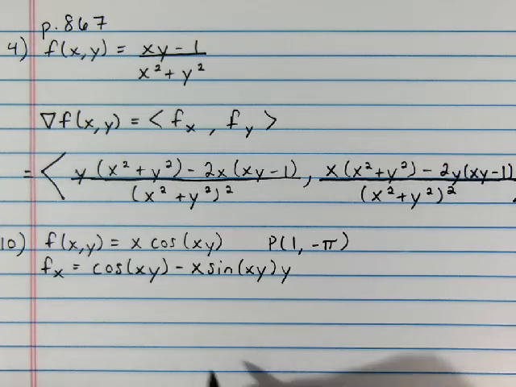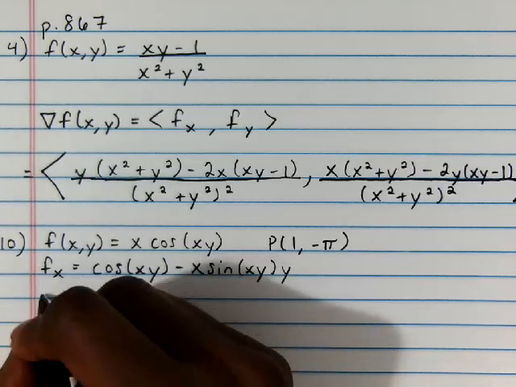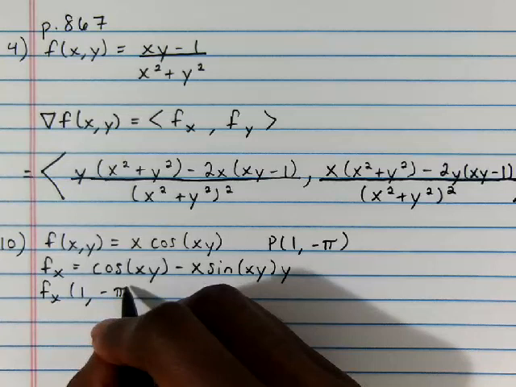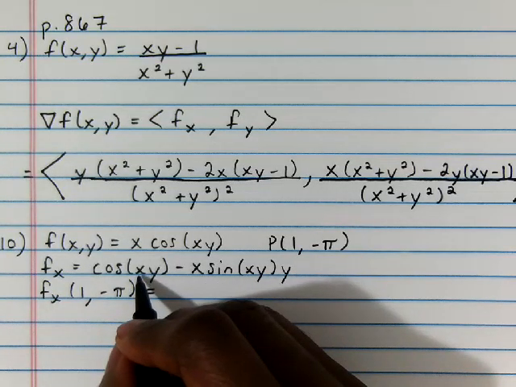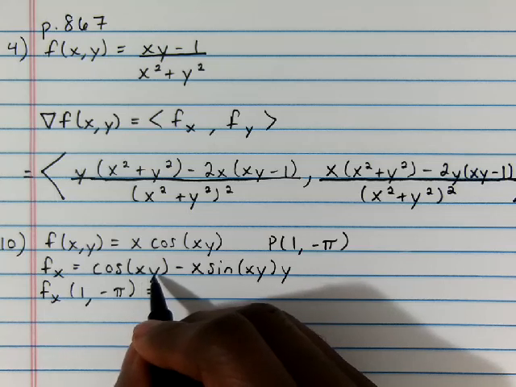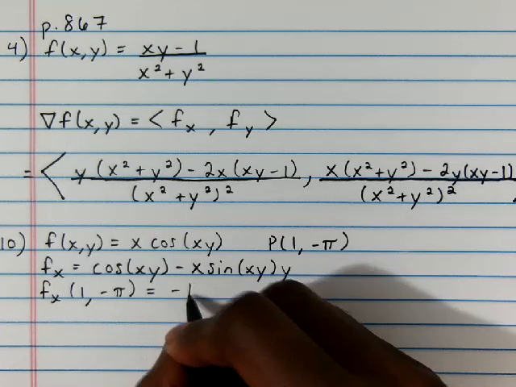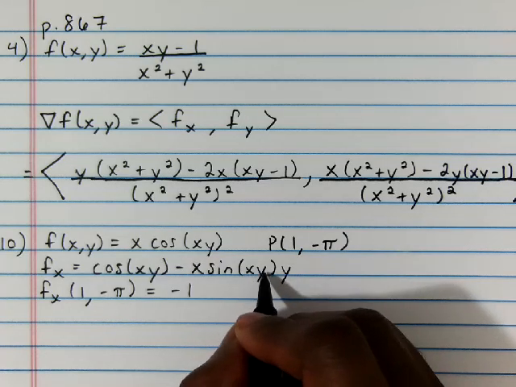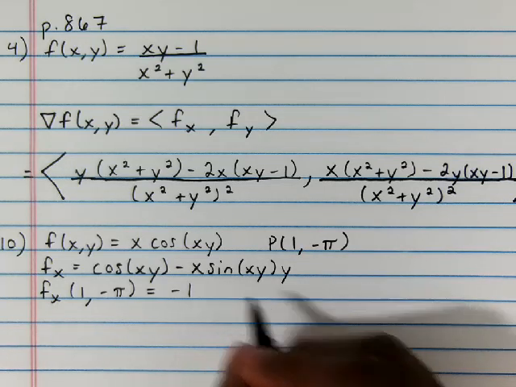All right, then partial of, let's go ahead and just plug our point in now because I don't have a lot of space. So f sub x of (1, negative pi) equals cosine of 1 times negative pi, or cosine of negative pi, which is the same as cosine of pi, which is negative 1. And then minus our x, which is 1, then sine of negative pi. Sine of negative pi is 0. So this is just going to be negative 1. So we get negative 1 minus 0.